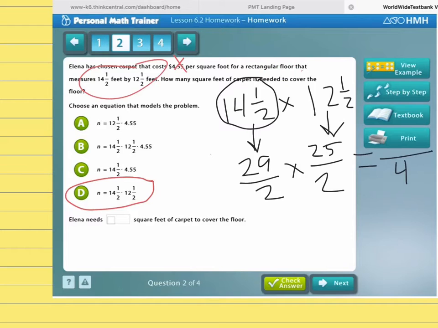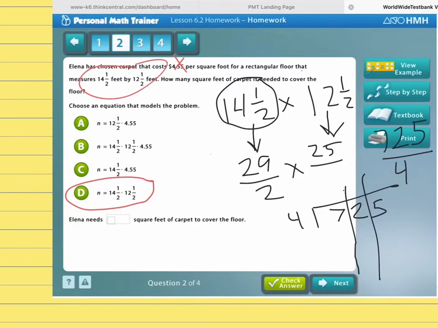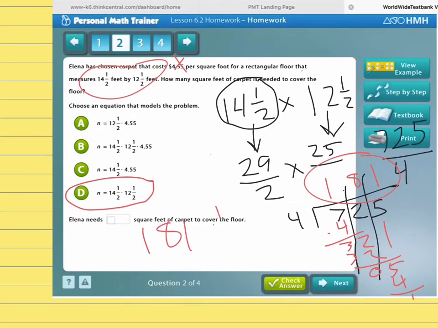Let's figure that out now. 29 times 25 is 725, and then we're going to divide that by 4 to get exactly how many square feet we have. I'll set that up this way. Probably need a little more space, but I'll solve it this way. 4 goes into 7 one whole time. 1 times 4, I have 3 hundreds left over. Bring down the 2. 4 goes into 32 8 times. I have no parts left over. Bring down the 5. 4 goes into 5 one time, and I have 1 left over. So the answer is going to be 181 and 1/4 square feet.